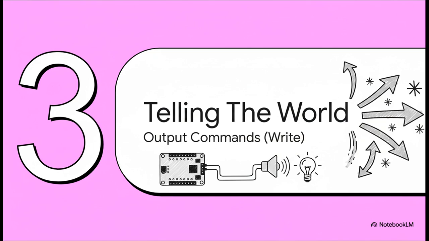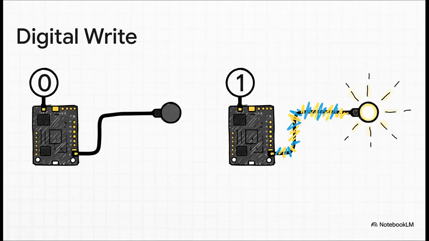This is what we call output, or writing to the pins. This is the action part of the story. The most basic command we have is a digital write. This is our light switch. We tell a pin to be either a 1, which sends 3 volts and turns something like an LED completely on, or we tell it to be a 0, which sends 0 volts and turns it completely off. Simple, effective, gets the job done.